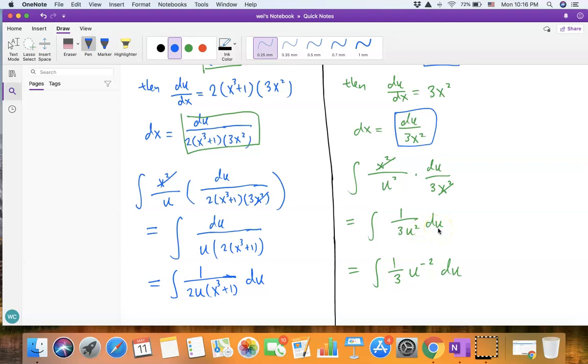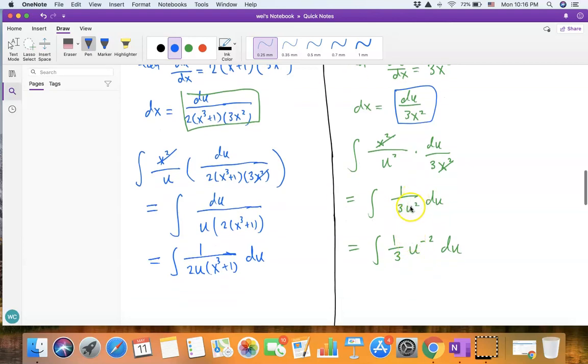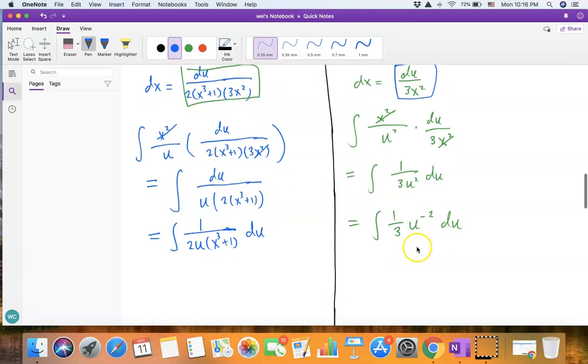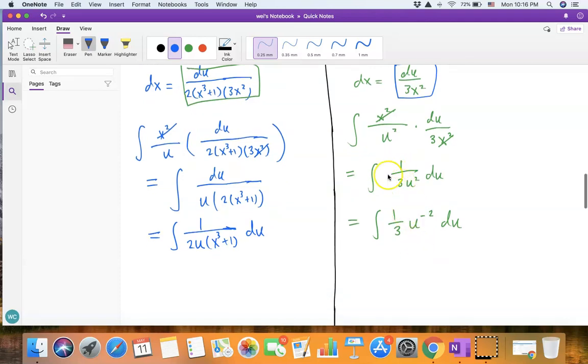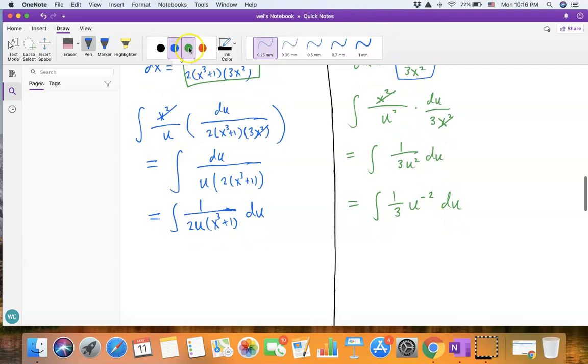And here we have only one variable, u. We rewrite the function to make it comfortable to look at. So the function becomes 1/3 times u to the power of -2. Now this function becomes easy. Why is it easy? Because we can use the power rule to solve for this integral.